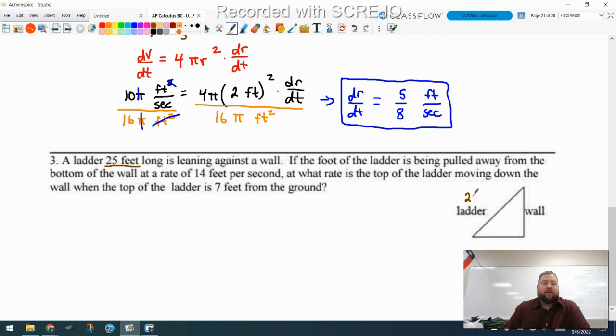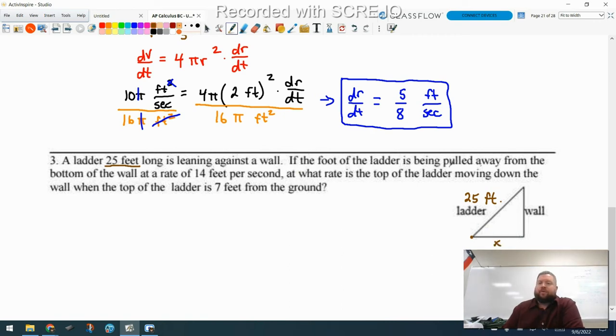In fact, I'm going to label my picture over here with 25 feet. All right, that is the length of the ladder. If the foot of the ladder, so that's here, is being pulled away from the wall, that means that this measurement right here will change. So we need a variable to describe this side. I'm going to use x because it's horizontal.